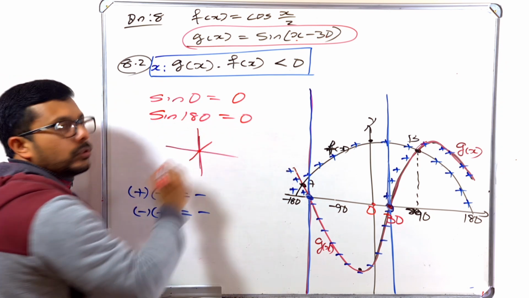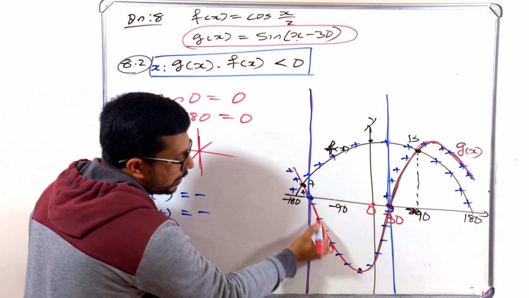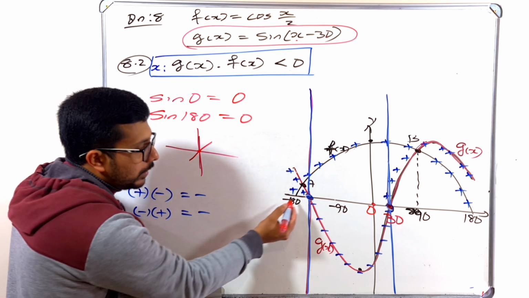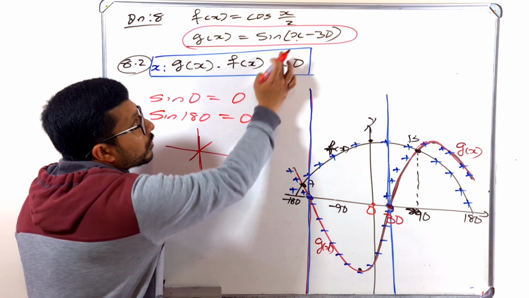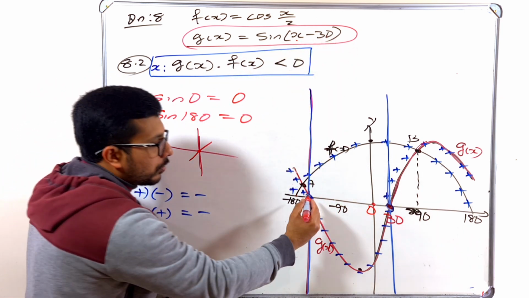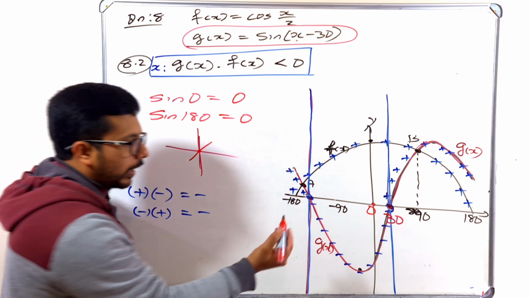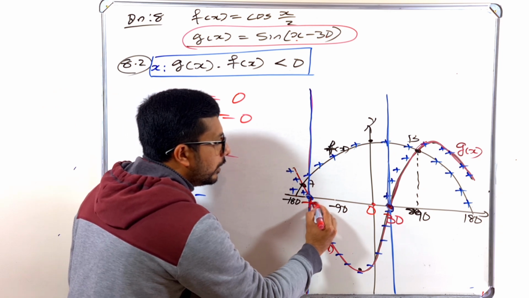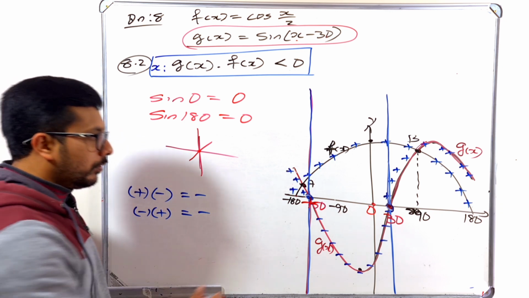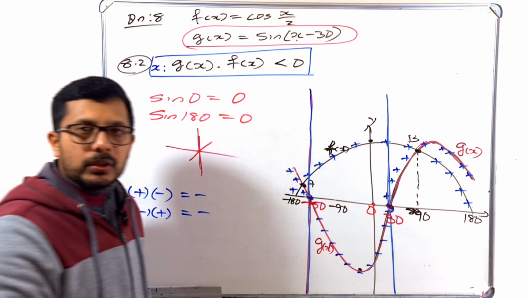Okay. Similarly, what is sine 180? Sine 180 is also 0. You can check in your calculator. But is this red graph passing through 180? No, it is passing through this point. There also, from minus 180, because of this minus 30, it is shifted 30 degrees to the right side. So at this point, what is the x value? From minus 180, 30 degrees to the right, that means at this point it is minus 150. So now we know the x value of this point is minus 150 and the x value of this point is positive 30.